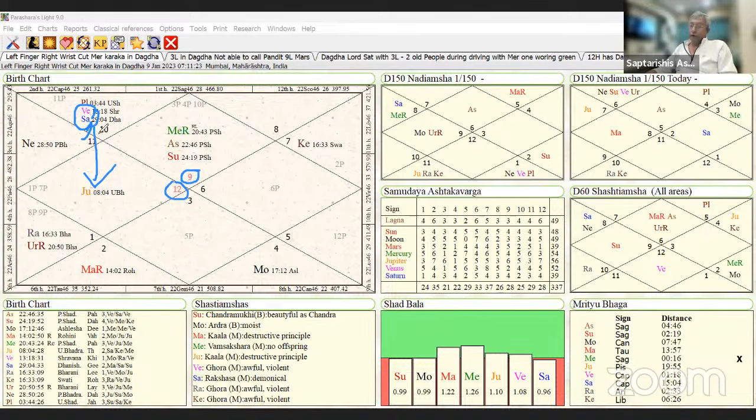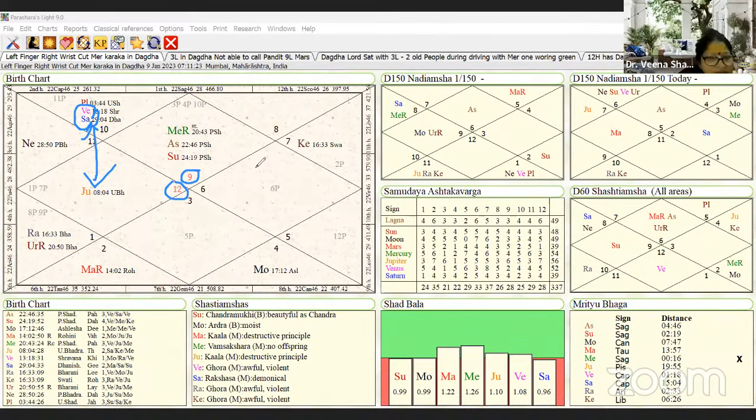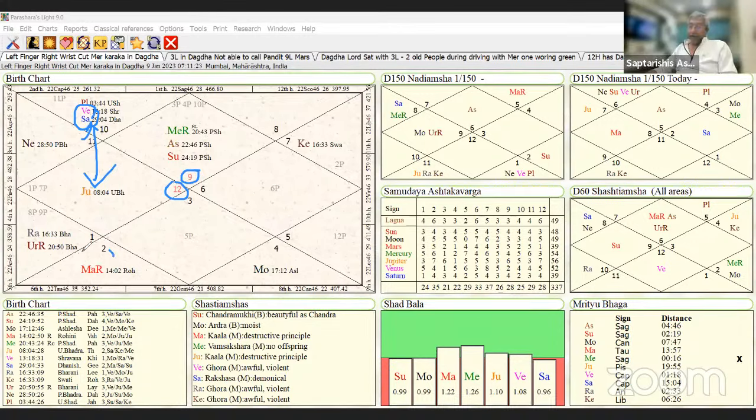Shani, third lord. You getting it? Third drishti. Aspecting the third, at the same time sitting with the 6th lord. I am not going to teach all this common sense. You all are more advanced students, okay? 6 from 6th house of accidents. Mars retrograde is aspecting Dagdha Rashi.